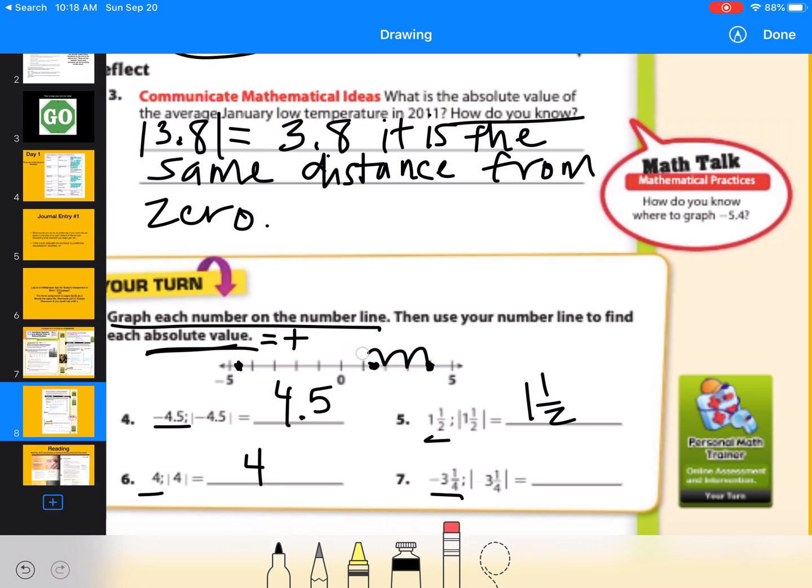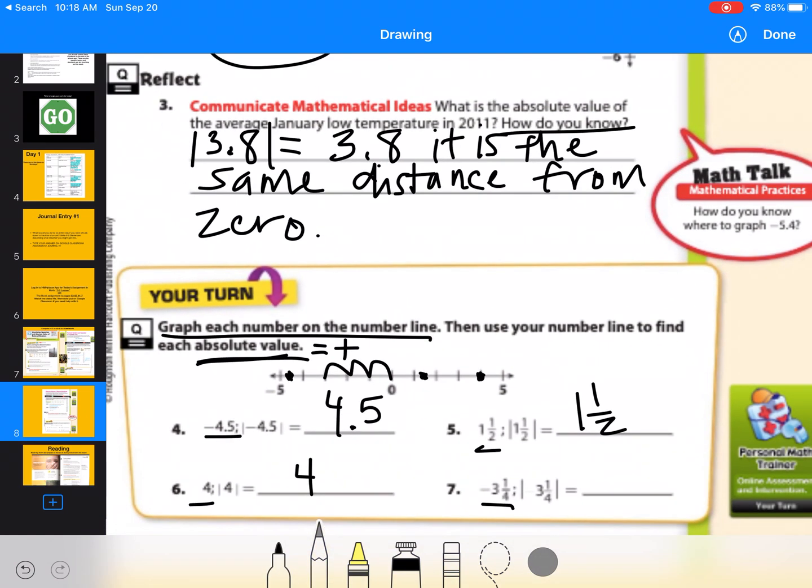All right, and our last one, negative 3 1/4. So we go negative 3, 1, 2, 3, and then 1/4. We just had to do this. It's tricky, but you want it closer to the 4 than halfway. So I tried. It looks a little bit closer. I'll try again so that you can really see that it's not at halfway. So it is a positive 3 1/4 because it just wants to know how many units.